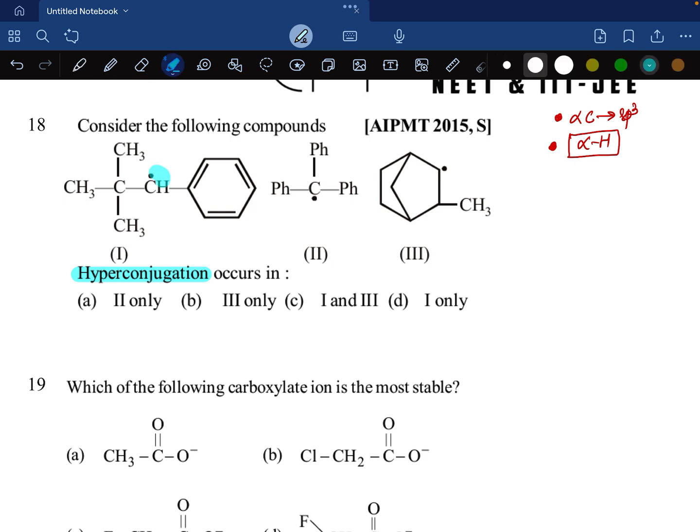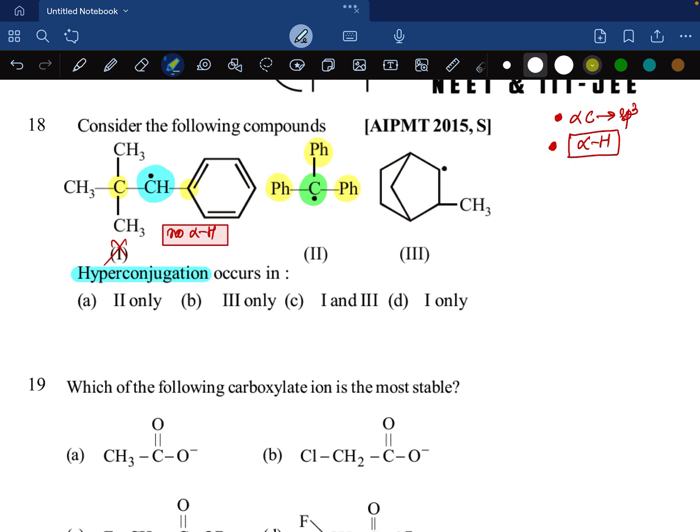Fine. With respect to this particular free radical, what is the alpha carbon? This is the alpha carbon. Can you see any alpha hydrogens? In this case, there is no alpha hydrogen present. If no alpha hydrogen is present, it will not show hyperconjugation. Done. In the next case, we have this free radical, and the alpha carbons. What are the alpha carbons present? Phenyl. These are phenyl groups.